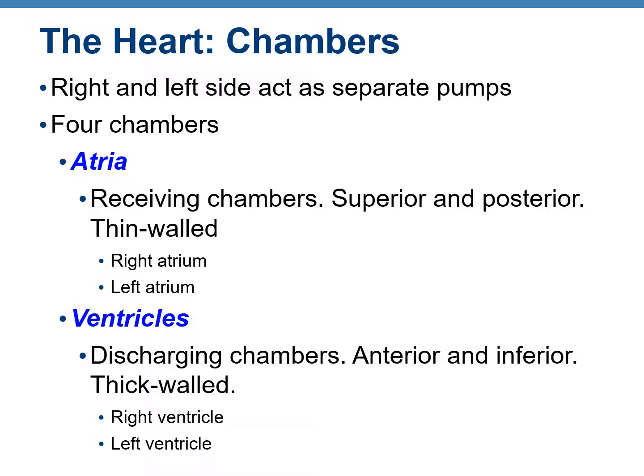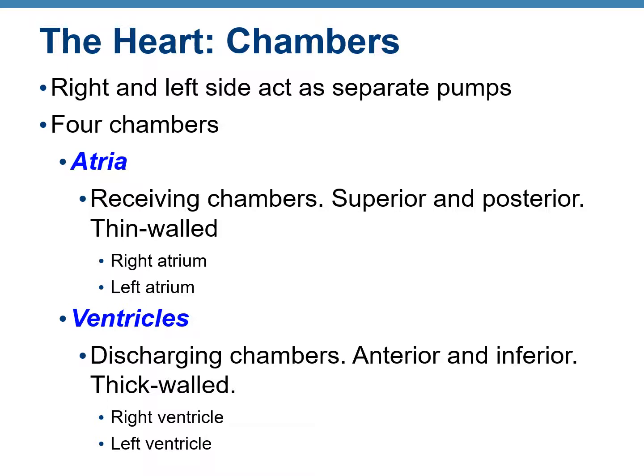The heart, if you imagine the heart to be a house, this is a house with 4 rooms and the rooms are known as the chambers. So the 4 chambers are 2 atria and 2 ventricles. The atria are smaller than the ventricles. In location, atria are superior and posterior, while ventricles are anterior and inferior.